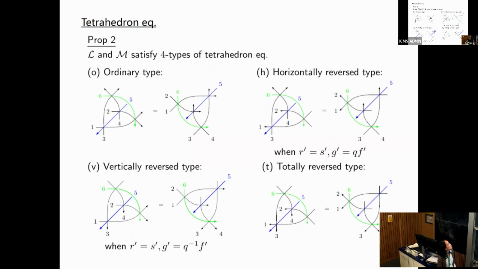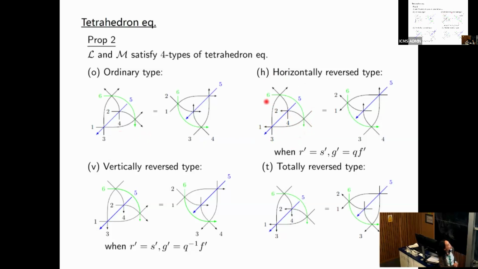Then we use the following four tetrahedron relations. The first one is the ordinary type. This is what I explained already. The second one is the horizontally reversed type. If you look at this picture carefully, you find that the direction of the arrows of these two horizontal black arrows, 1 and 2, is reversed.